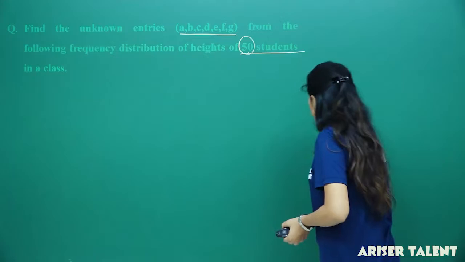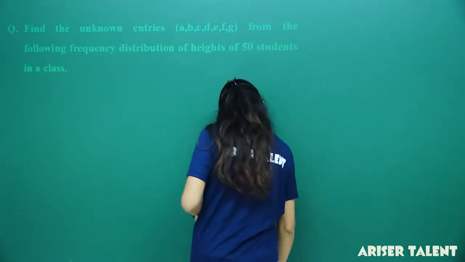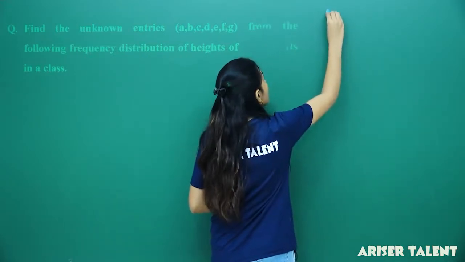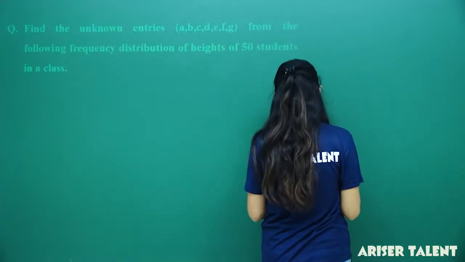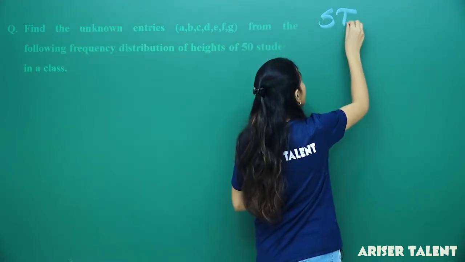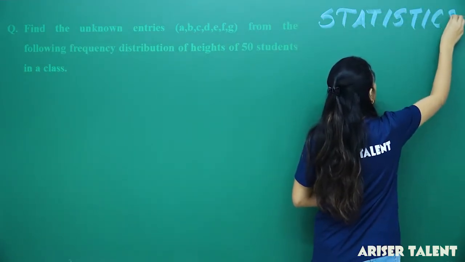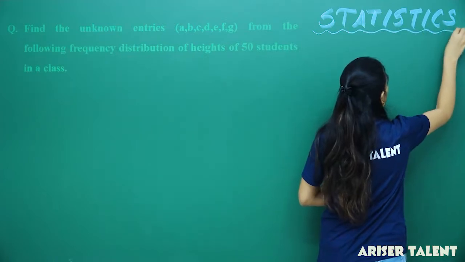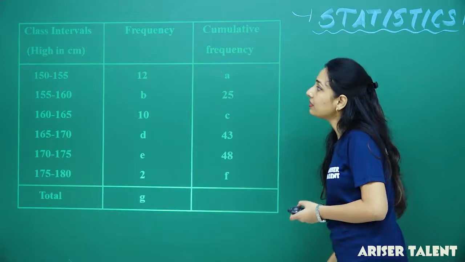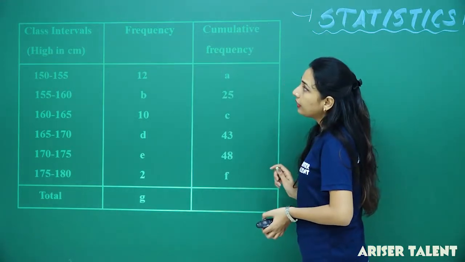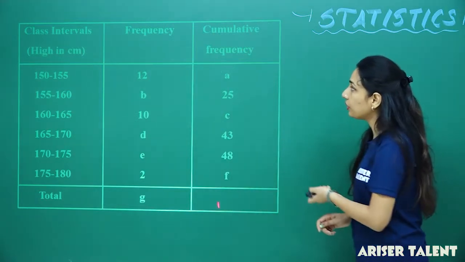Now what are these entries? Okay, let us find out. First writing the name of our chapter, which is statistics. Okay, so write it. Okay, so the table is here. This is your table, students. You have these class intervals, then the frequency and then the cumulative frequency.